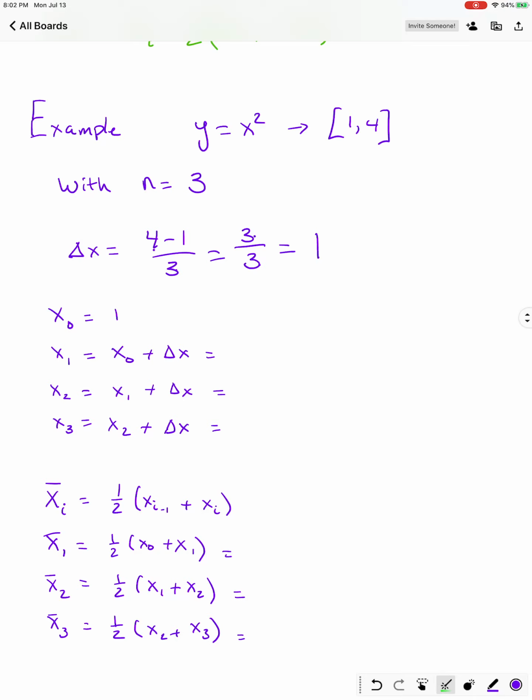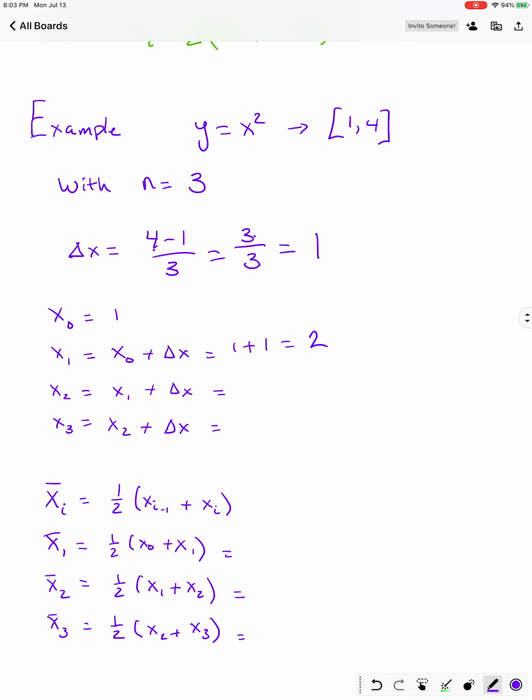And then I like to make this little chart so that I don't forget what I'm doing. So I'm starting here with x naught, and x naught equals 1. And then my x1 equals x naught plus how wide I want my base to be, or delta x. So in this case, that's 1 plus delta x, which is 1, and so that's a total of 2.